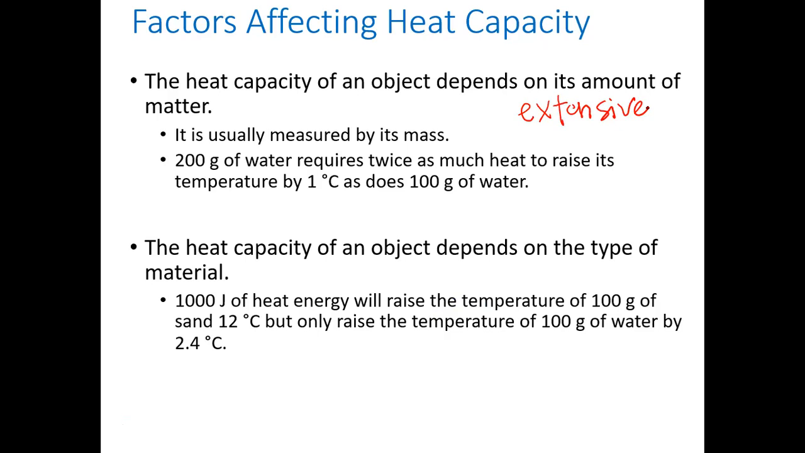So 200 grams of water will require twice as much heat to raise its temperature by 1 degree Celsius than would 100 grams of water. So you double your amount, you're going to need to double the amount of heat. The heat capacity of an object also depends on the type of material. So this is a constant based on what material you're referring to.